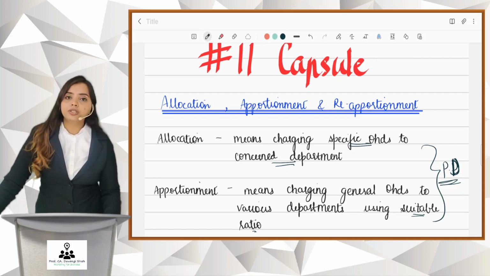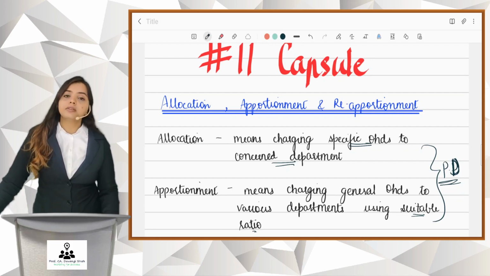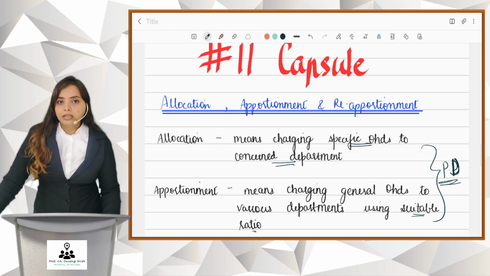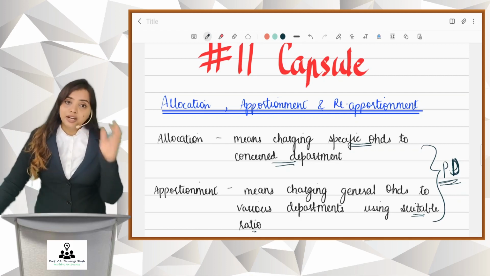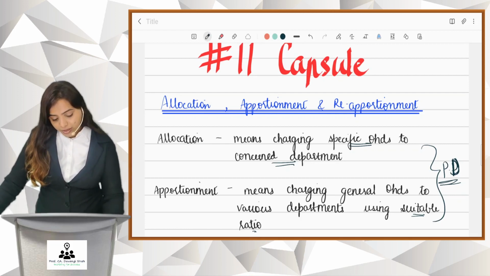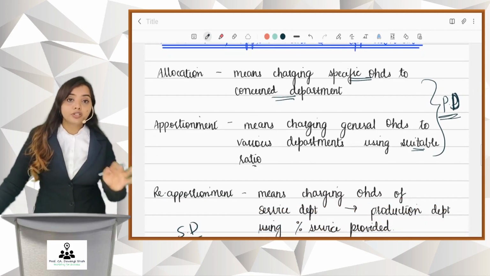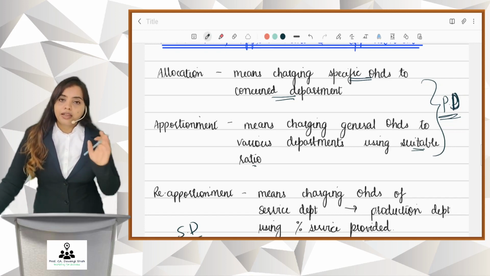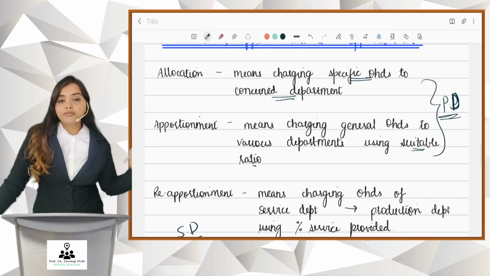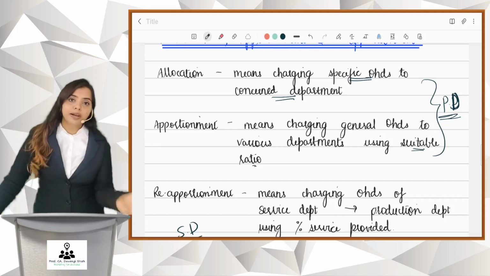Now, after doing allocation and apportionment, we get department wise overheads, that is, overheads of production departments and service departments. Now, these service departments exist to help the production department. Their cost is incurred to help the production department. That is why the cost of service departments is charged to production, and that is called reapportionment. Reapportionment means charging overheads of service departments to production departments, based on the percentage of service provided. That will be given in the question, so you don't have to worry about it. Using that percentage, you divide service department overheads to production departments.